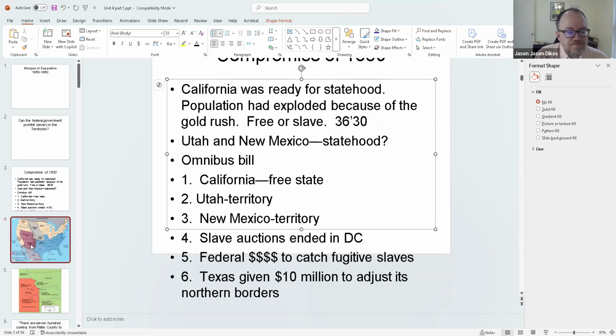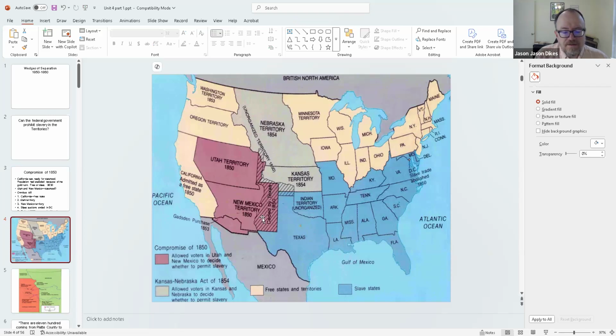We go back to the map here. Texas was claiming all of this shaded. So parts of Indiana, parts of what are now Kansas, all up into here, a big chunk of this land, and even all the way up into what I think is now Wyoming, was all being claimed by Texas. And so Texas was given $10 million to scale its borders back to its more distinctive shape that it has today.